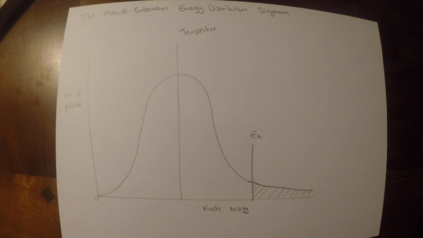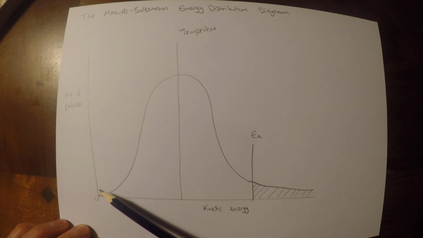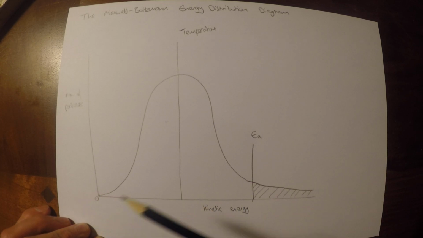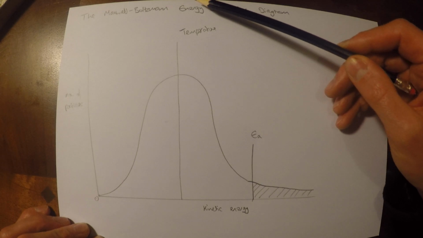So the area of the graph represents the total number of particles. If we were to increase the concentration in the system, essentially what would happen is we'd have more particles, and therefore the area of the graph would increase.